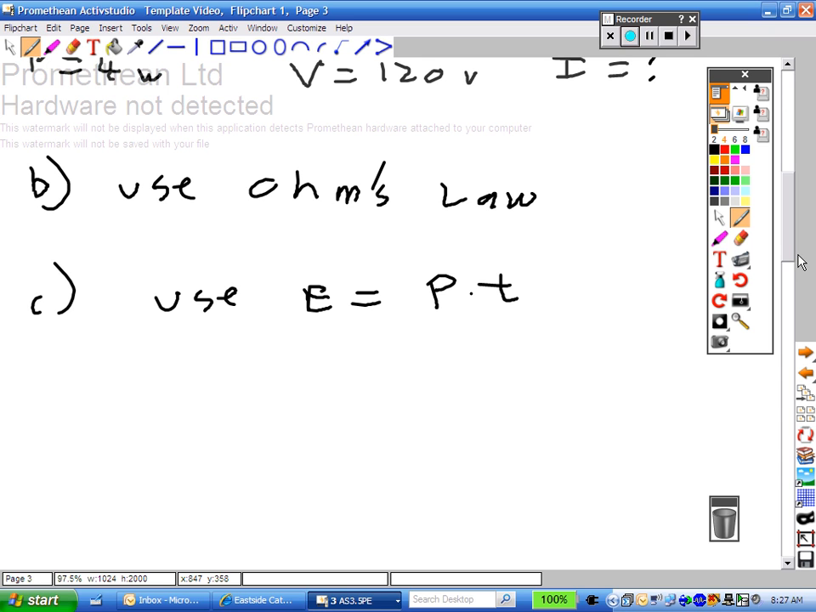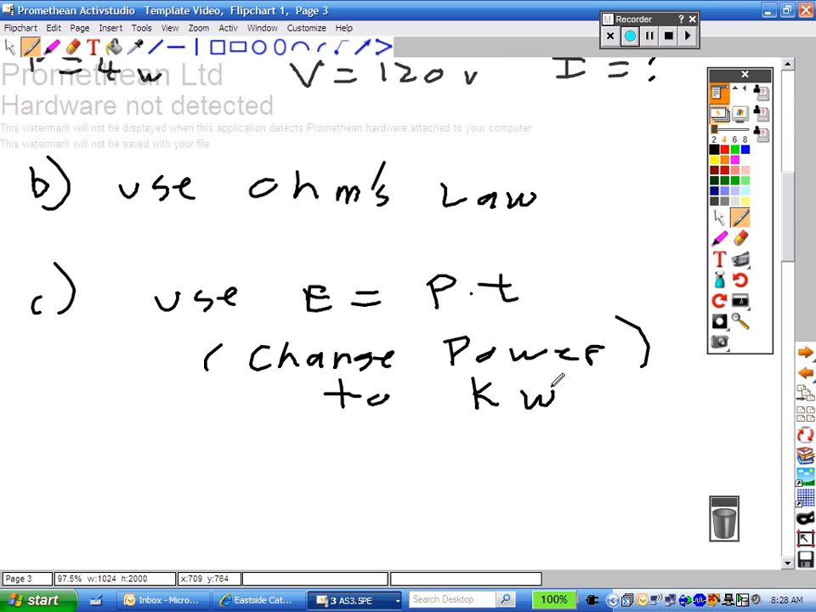Part C, they ask about the cost. Well, first let's use energy equals power times time. Remember, hint, change the power, which is at this moment in watts, to kilowatts. So change that first to kilowatts.